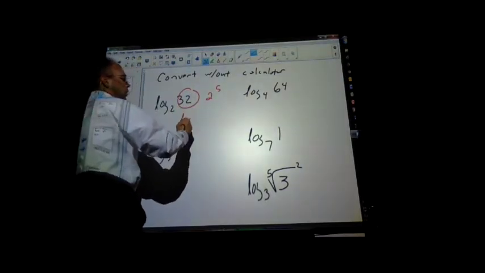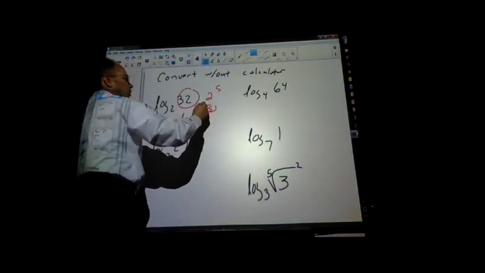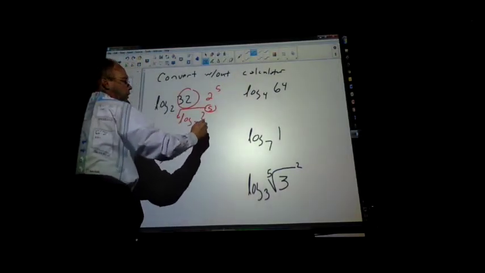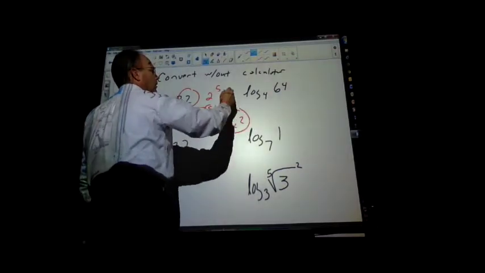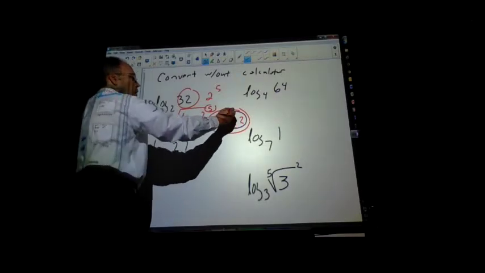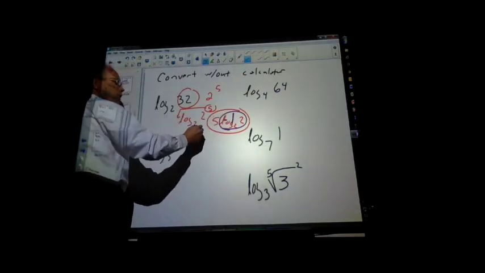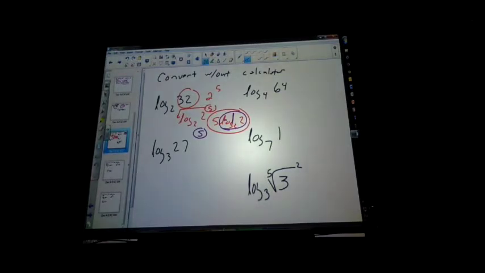So log base 2 of 2 raised to the 5th power, you have to understand that this exponent can come down front. So I get 5 log base 2 of 2. Log base 2 of 2 is the same thing as 1. So this becomes 5 times 1, which is 5. Okay?